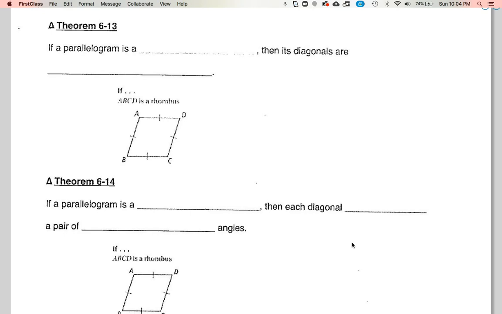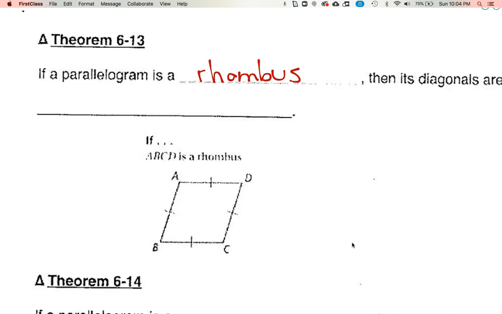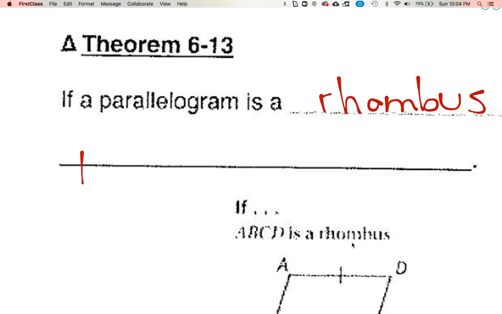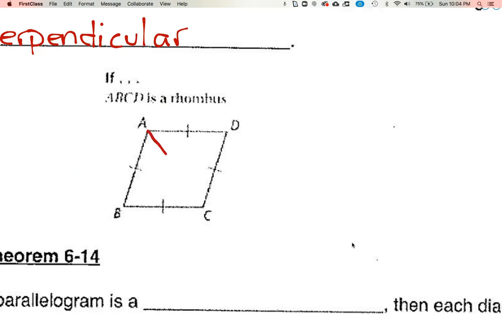All right, so we have some theorems. If a parallelogram is a rhombus, then its diagonals are perpendicular. So that means that AC is perpendicular to BD.